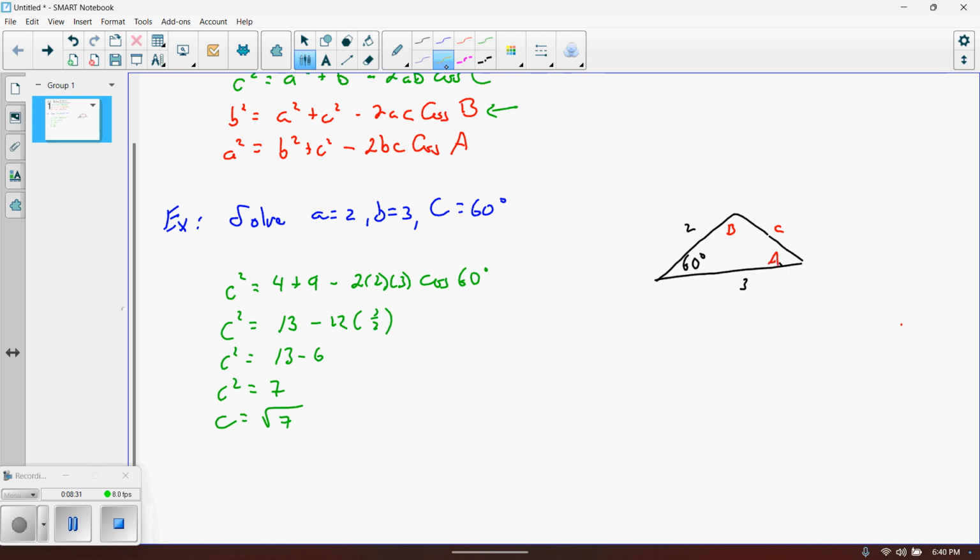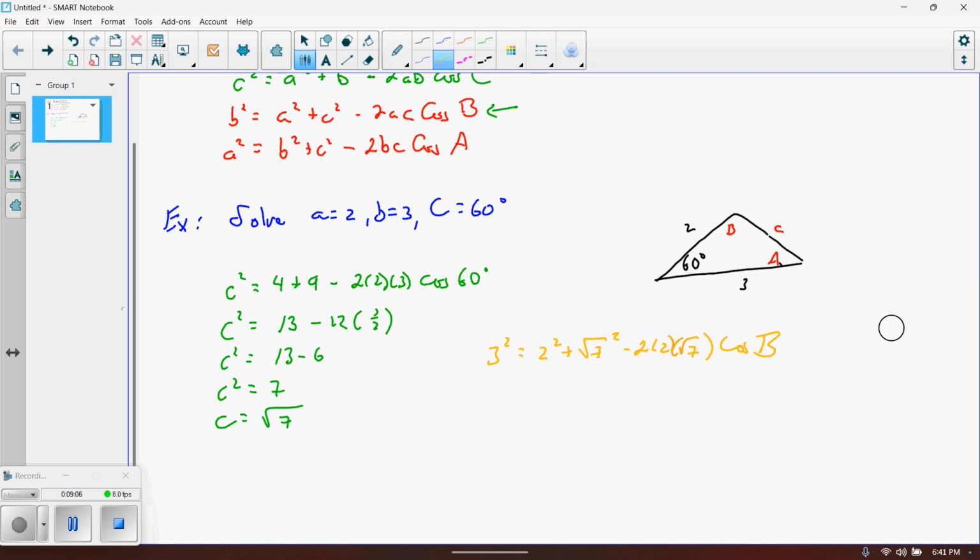Let's go with orange now. Why not? Let's solve for B. So we're going to get little b squared, which again is 3. I'm sorry, yeah, 3 squared equals a squared plus c squared. So a squared is 2 squared. C squared is the square root of 7 squared, minus 2 times a times c. So that's going to be 2 times 2 times the square root of 7 times the cosine of b.